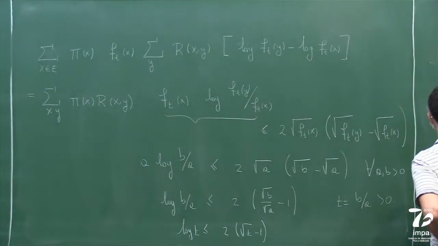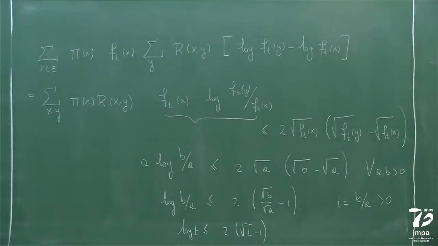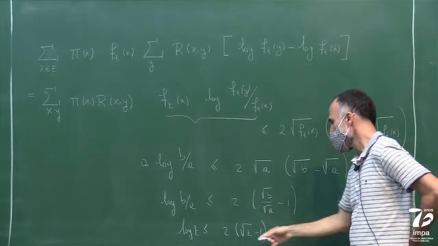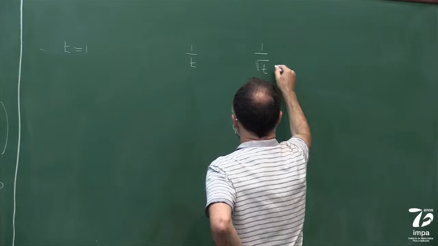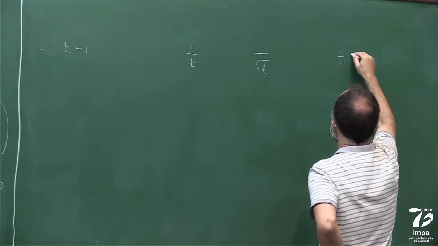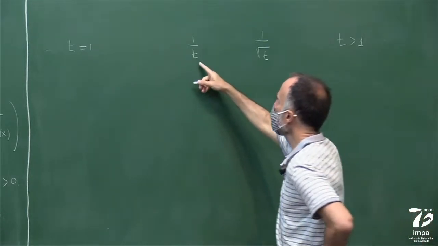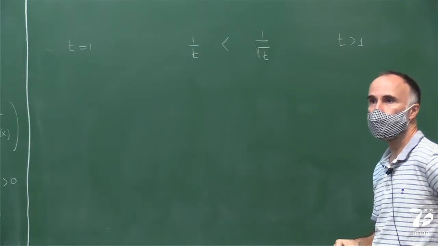I see that at t equal to 1, this is satisfied because both sides are equal to 0. Now let's take the derivative. So the derivative of log t is 1 over t. And the derivative of this expression is 1 over square root of t. Okay? So there are 2 cases which we need to consider. Let's assume first that t is larger than 1. If t is larger than 1, then 1 over t is smaller than 1 over square root of t.